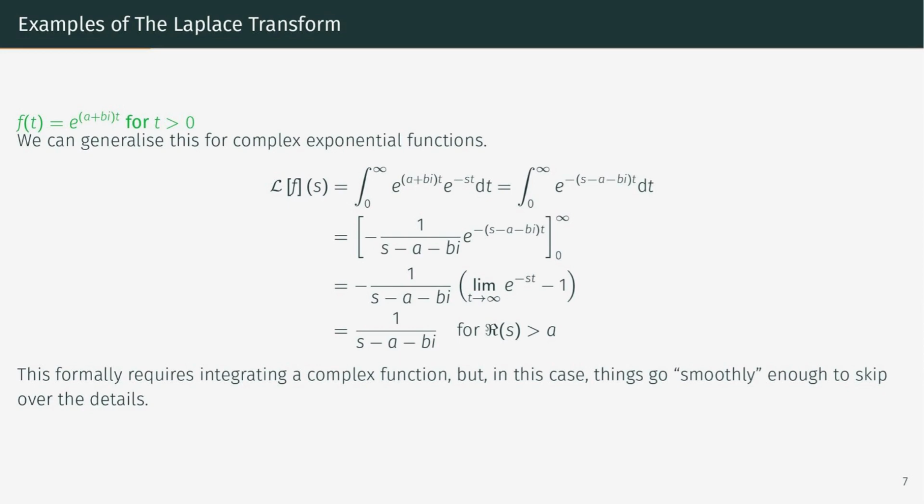And we can see that this equals 1 over s minus a minus bi, for the real part of s being greater than a, where this is the restriction to ensure that the transform actually exists. This formally requires integrating a complex function, but in this case, things go smoothly enough to just skip over the details.